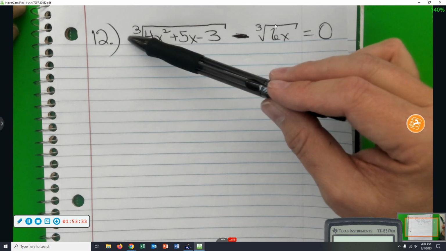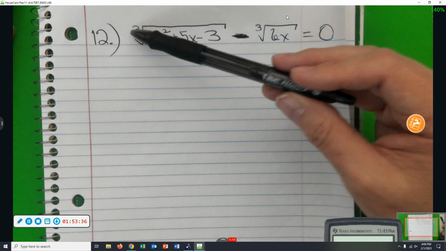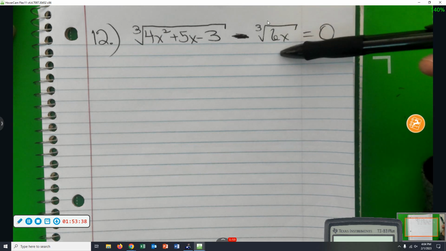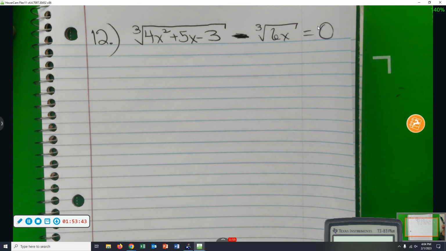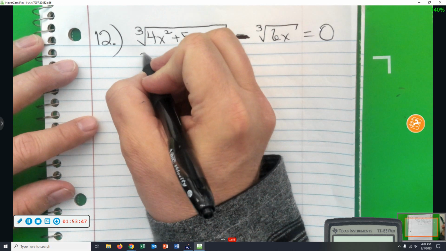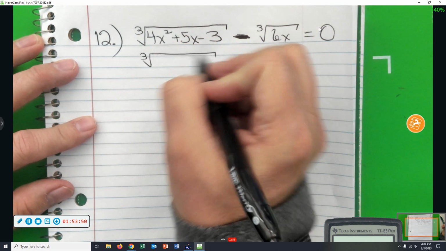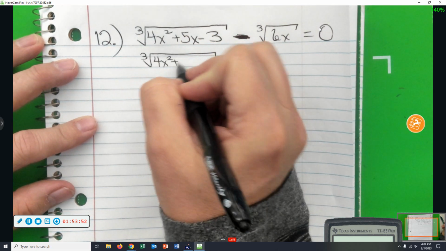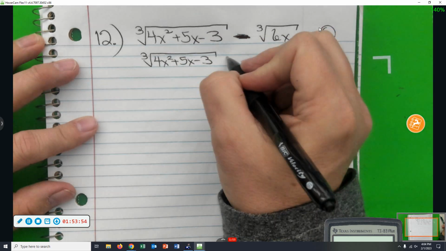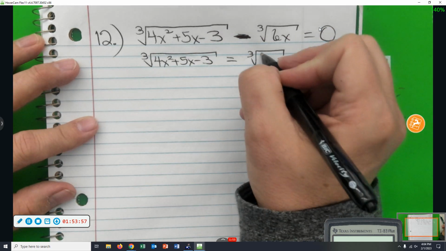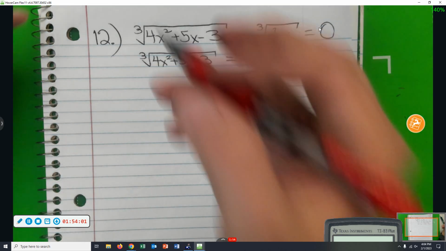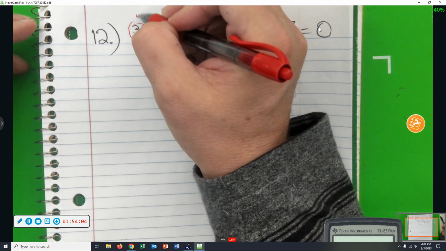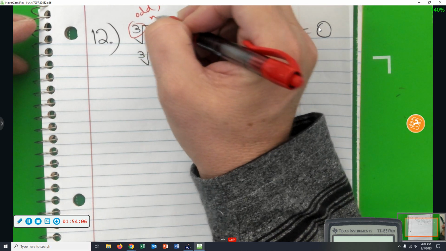It already has an assumed positive in front, nothing in front there. We would have to pick this second one up, move it over. What's going to happen to that sign? It's going to change, so that's why it's working out really nicely. We have a cube root of 4x squared plus 5x minus 3 equals the cube root of 6x. Once again, this thing there is odd, so no checking.